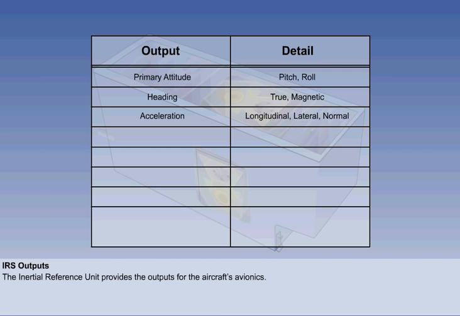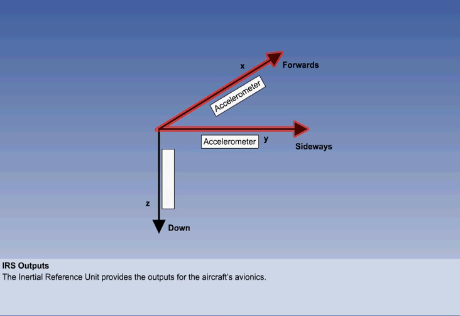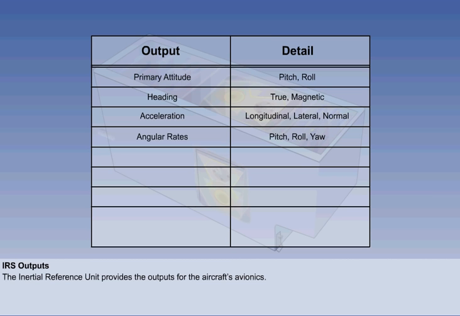Acceleration is measured in the longitudinal, lateral and normal sense, in other words, forwards, sideways and down. Note that, unlike INS, we now need 3 accelerometers, not 2. Also, notice that the horizontal accelerometers are not north and east this time. They are longitudinal and lateral. The IRS gives angular rates of pitch, roll and yaw, just as the INS did. And it gives inertial velocities north-south, east-west and ground speed, as the INS did. However, it also gives baroinertial vertical rate.